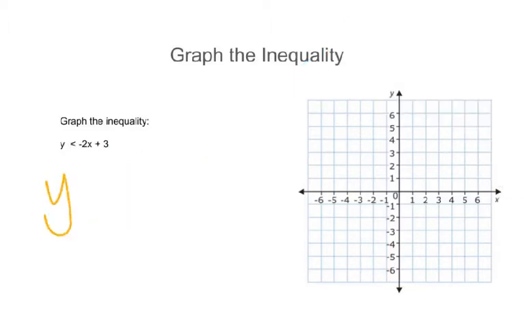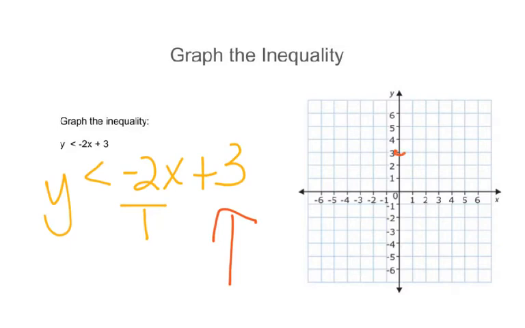One more example. y less than negative 2x plus 3. I'm going to go ahead and put a 1 under that whole number, so that will help me when I'm graphing. I begin my graph at 3 on the y-axis. Then I am going to do my downhill line because my slope is negative. I'm going to keep doing the pattern of going down 2 and over 1. I'm going to go in the other direction.